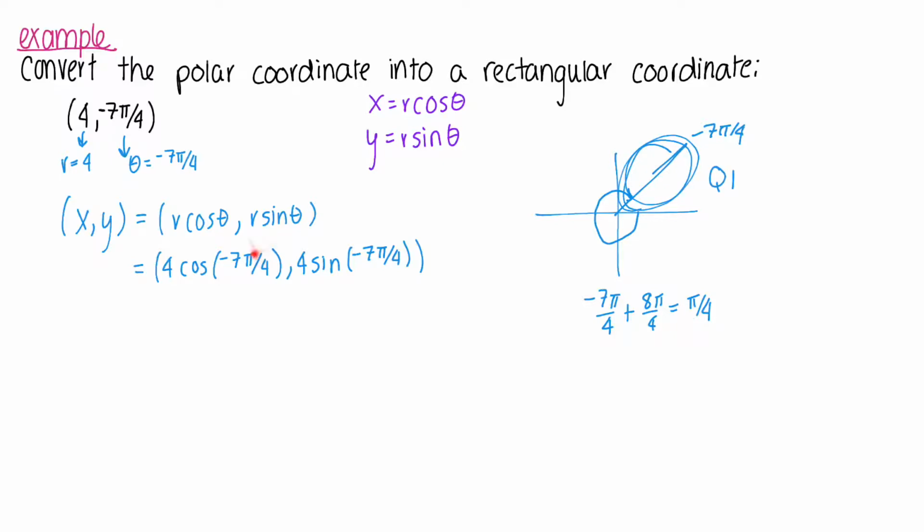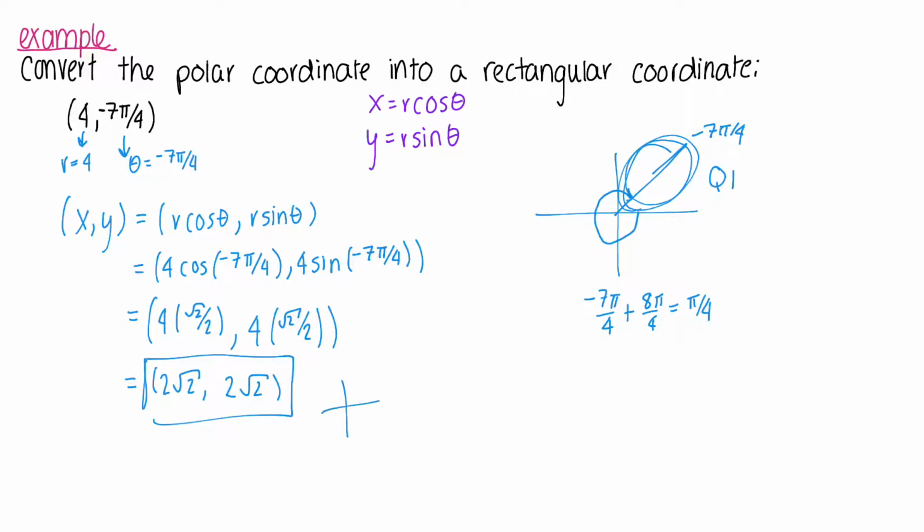So knowing that these angles are pi over 4, we know that cosine of pi over 4 is root 2 over 2, and sine of pi over 4 is root 2 over 2. So we have 4 times root 2 over 2, comma 4 times root 2 over 2. Simplifying that, you're going to get 2 root 2, comma 2 root 2. Both the x and the y coordinates are positive, which means you're in quadrant 1. So they both end up in quadrant 1, so we can feel pretty good about that answer.